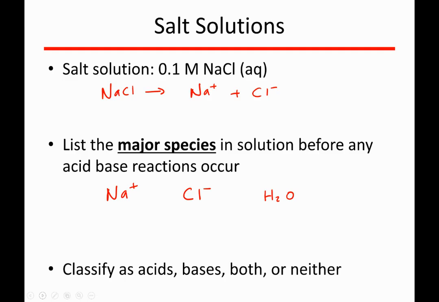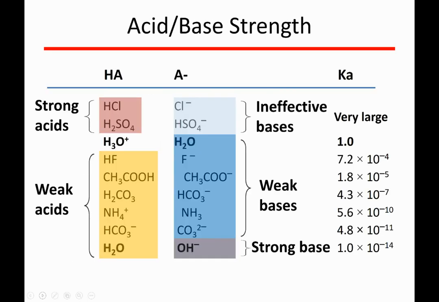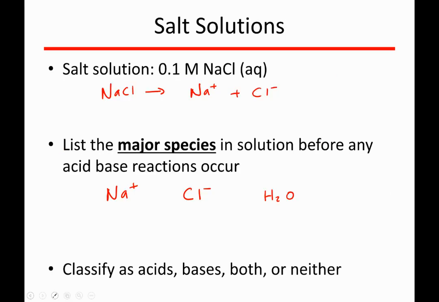Now, having written the list of major species, the next step is to classify these species as being acids, bases, both, or neither, meaning that it would be a spectator. The key for being able to do this is to take a look at the table of acids and bases and look for all of these substances. What we see is that the Cl- ion is the conjugate base of the strong acid HCl. Conjugate bases of strong acids are ineffective as a base, and so that means that we'll say that the Cl- is just a spectator. It does not act as an effective base, and it doesn't act as an acid either. So this is a spectator.